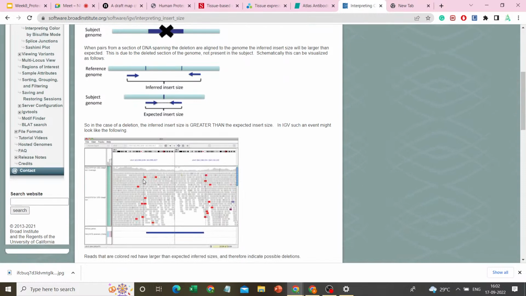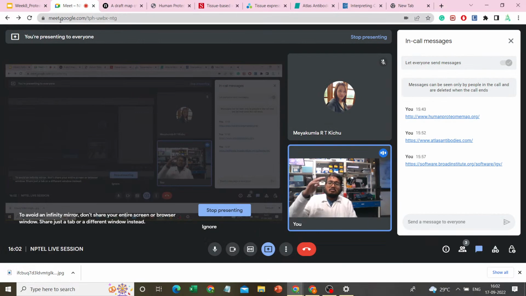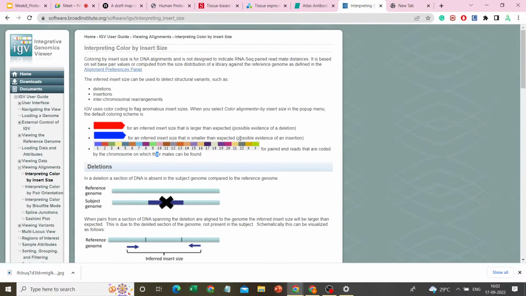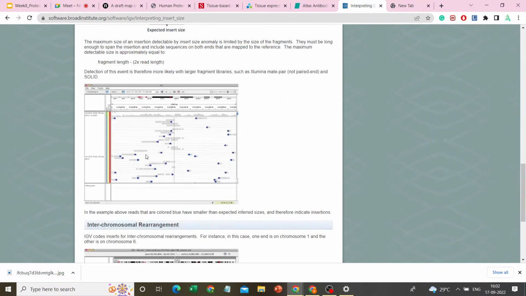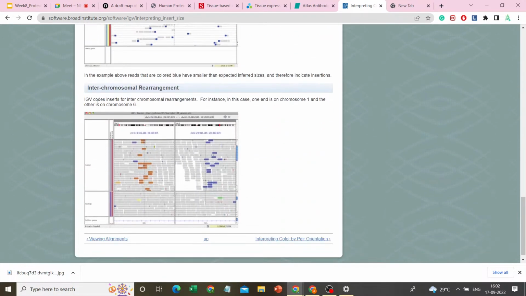So you can see the red, if you load your data, you can find that there is red from here. So you can see that there are deletions. And when you see blue, then there are insertions. And for interchromosomal, interchromosomal rearrangements can be detected. If interchromosomal rearrangements have been done, then it gives a specific color code.